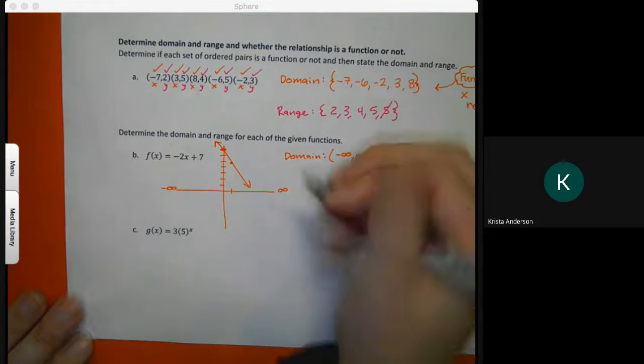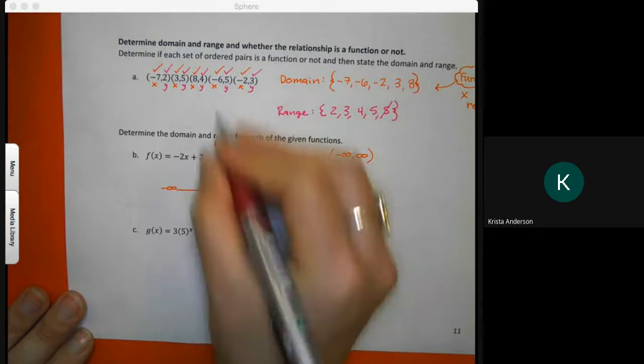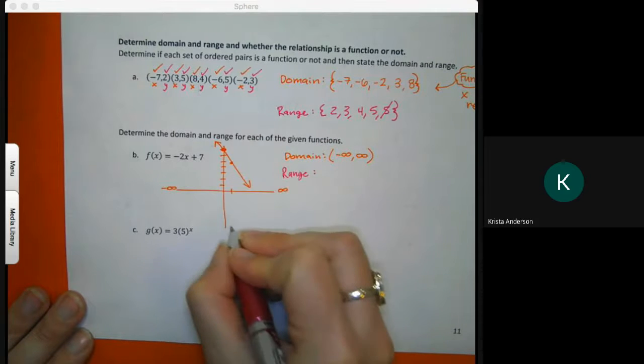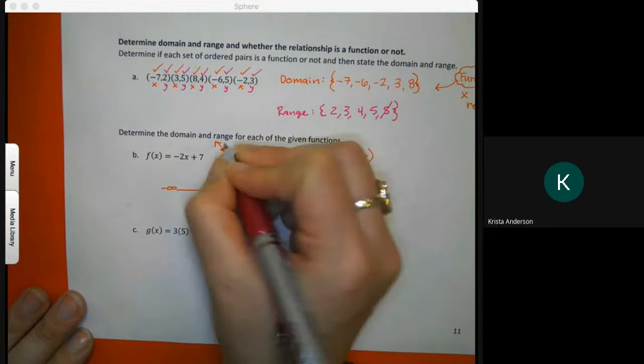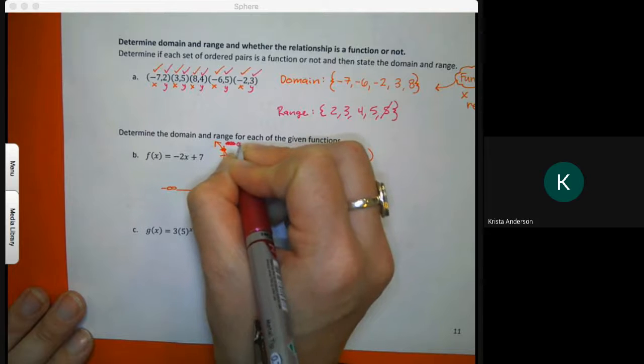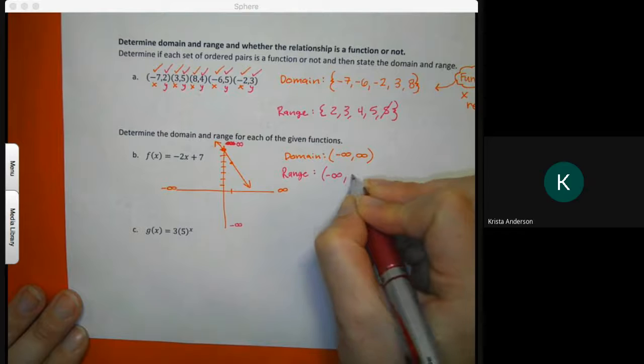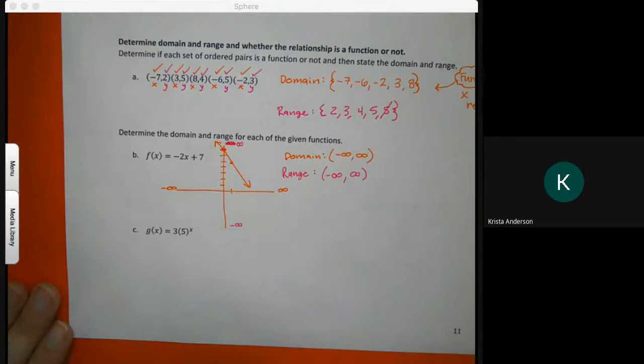For the range, that is the bottom to top, up and down. -infinity, it continues going down and it continues going up, which that's a positive infinity. So the lowest it goes is -infinity, the highest is positive infinity.